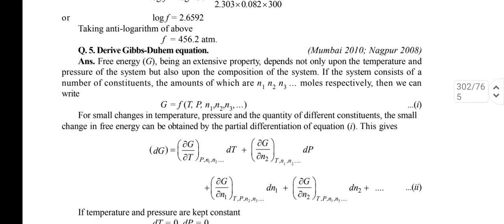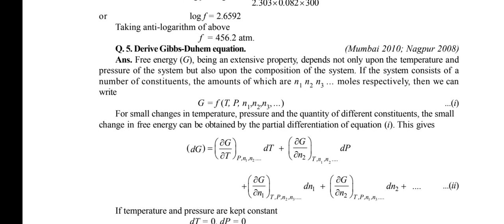Question number 5. Derive the Gibbs-Duhem equation. Free energy G, being an extensive property, depends not only on the temperature and pressure of the system but also upon the composition of the system. If the system consists of a number of constituents, the amounts of which are n1, n2, n3 moles respectively, then we can write G equals f of temperature, pressure, n1, n2, n3.